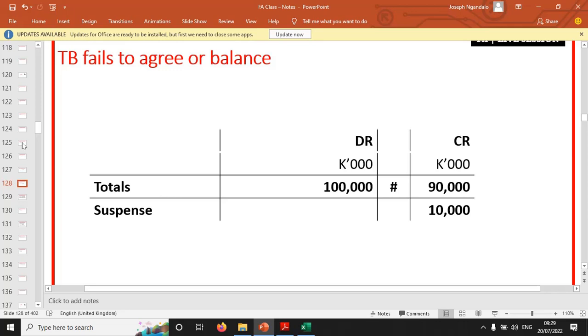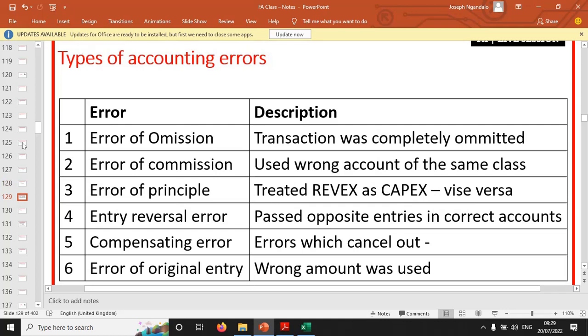Yes. So in that event, you were supposed to introduce what is known as suspense. Did you hear that? Because initially when the trial balance fails to agree, you don't know where the problem is. So suspense means we don't know. You understand? We don't know. And I'm going now to get on to these areas. I want you to write something.